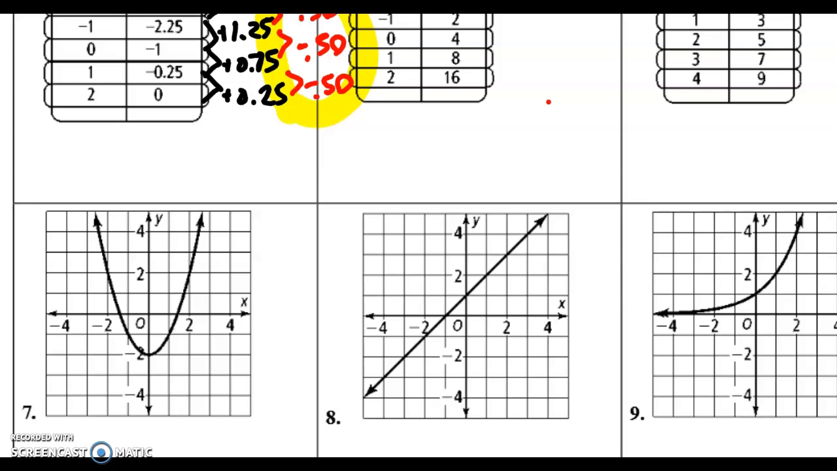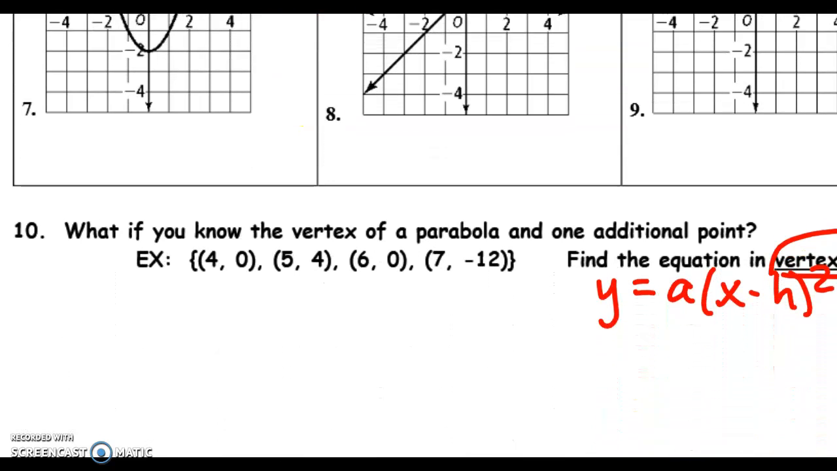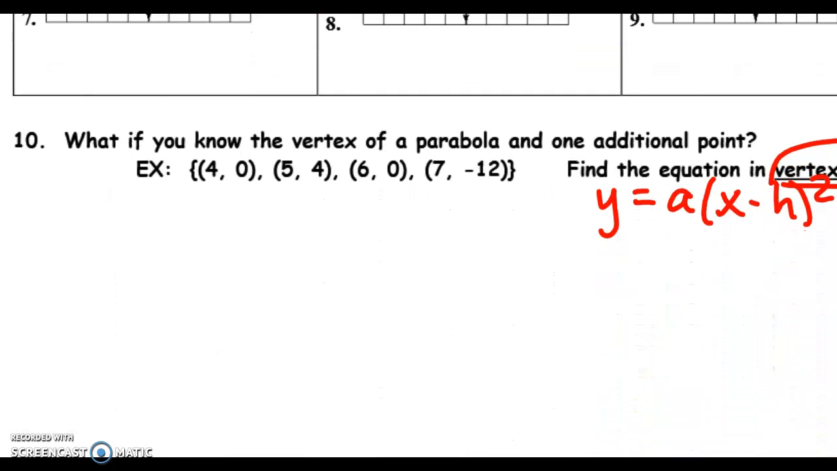In number 10, we're going to try something new. The question says, what if you know the vertex of a parabola and one additional point? So you'll see that we have 4 points that are on the graph: (4, 0), (5, 4), (6, 0), and (7, -12). The hint says find the equation in vertex form.